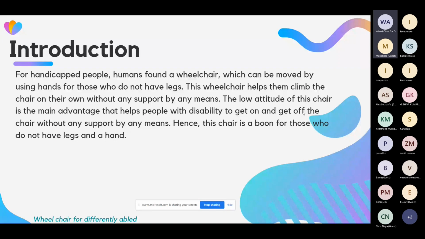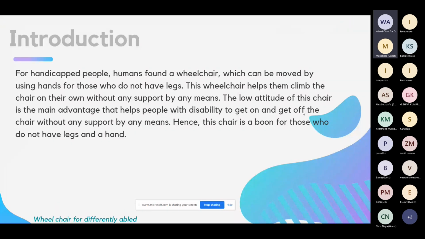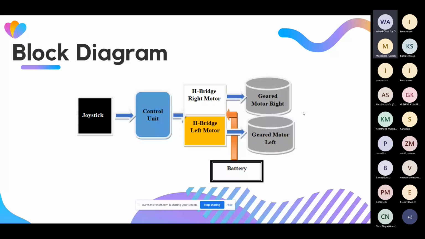As I said before, this is cost effective, and it is ground level. People can easily climb on it, and they can operate it using the joystick. Coming to the block diagram, we have a joystick to operate the wheelchair, sir. Using the joystick, we can change the direction of the wheelchair wherever we want to go, and we can even control the speed using the joystick itself.